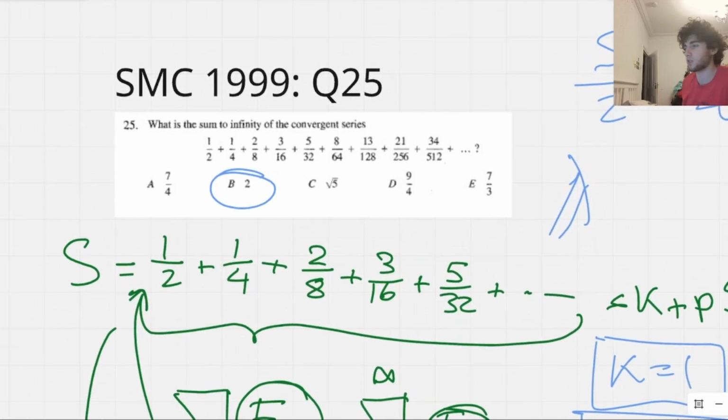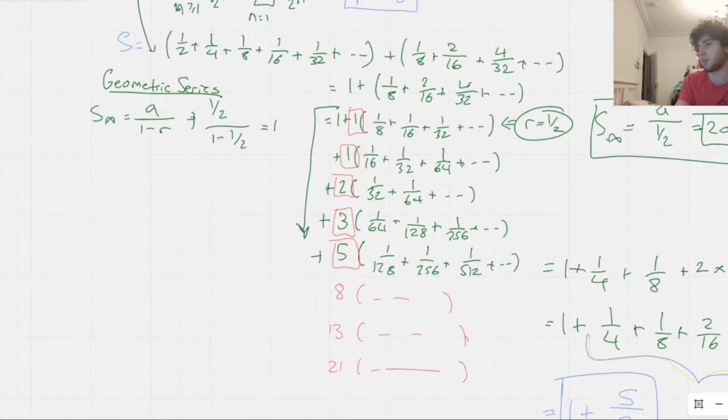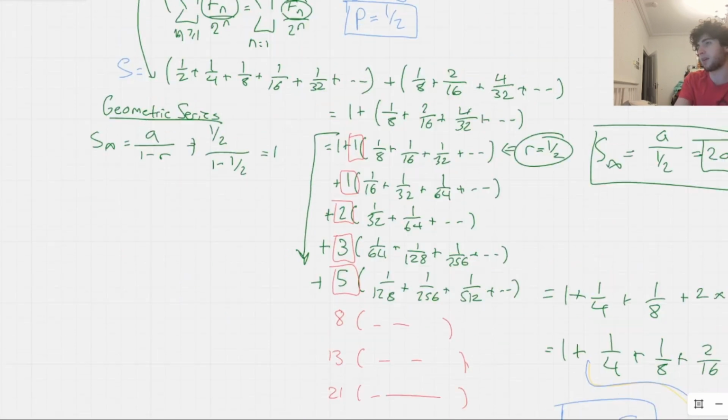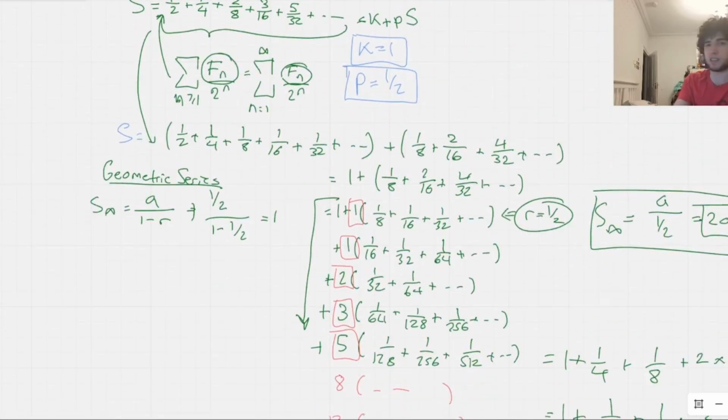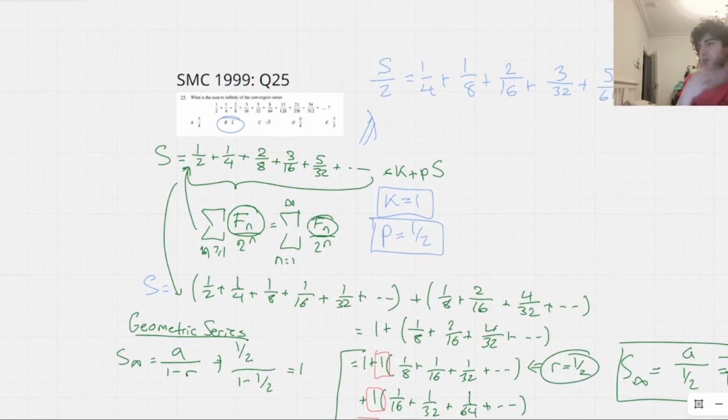Very interesting question, not really a typical SMC one. 1999 was a while ago now, but a fun question, I guess. And it's nice to see that Fibonacci pattern come out. I think it is a lot nicer if you write it in series notation, if I remember correctly. But there we go, you can still see the pattern hopefully and see what's going on. And yeah, awesome stuff.